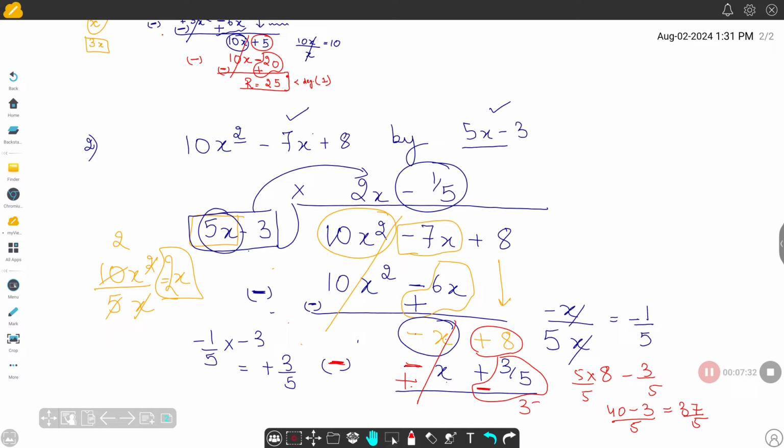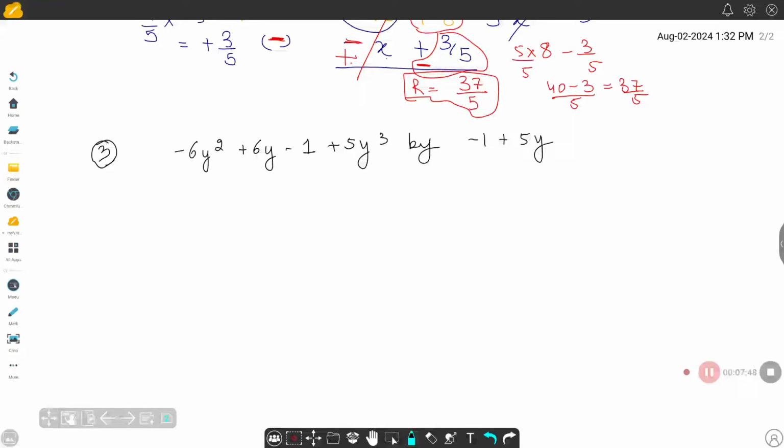So 37 by 5 with the positive sign, this will be the remainder. So remainder is 37 by 5 and the quotient is 2x minus 1 upon 5.